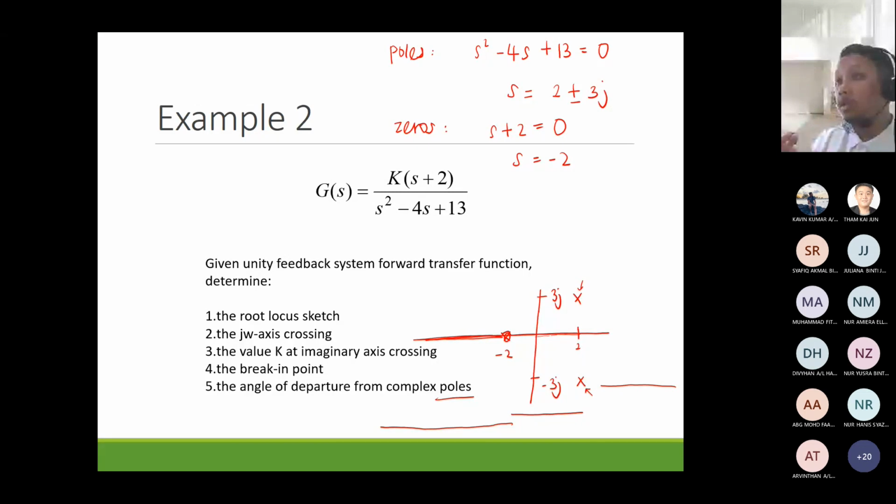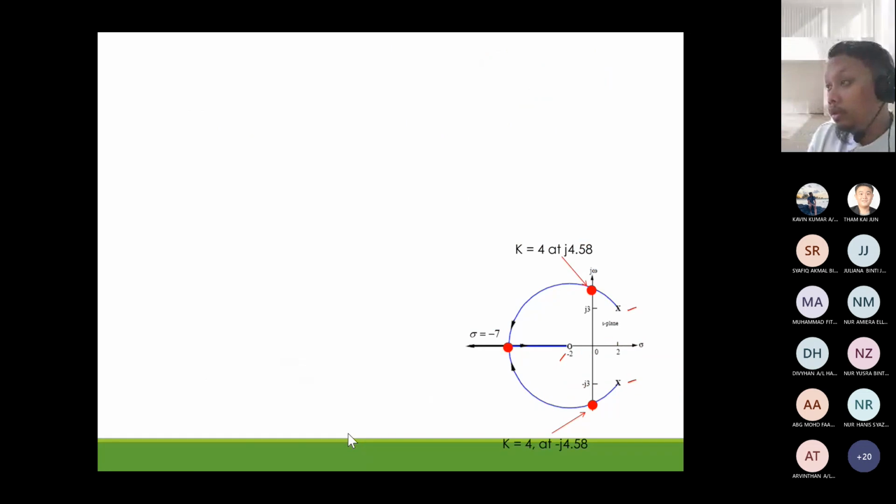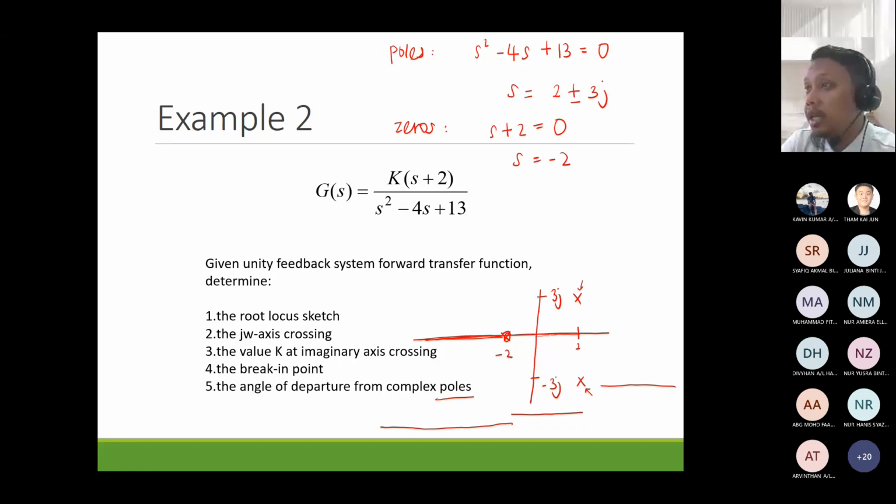Okay, so now that we know the location of the root locus on the real axis, we can get an idea of how the root locus will look. There will be a root locus here, and also here, because on the real axis from -2 until infinity. Then the question asks you to determine the j omega axis crossing.